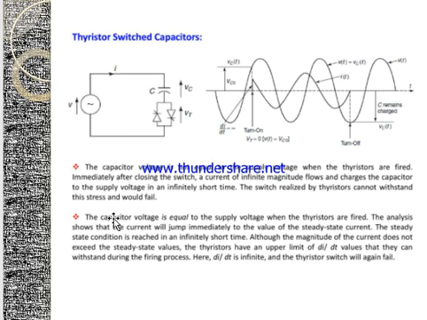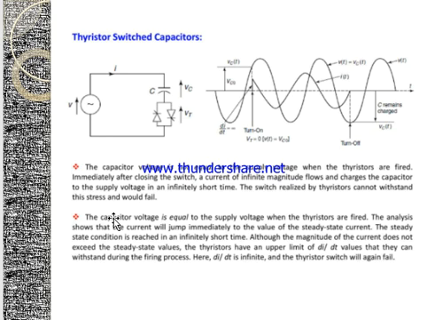Next, let us see about the thyristor switched capacitors. So what is a thyristor switched capacitor? Simple. We have two thyristors connected back to back in parallel, and they are connected in series with the capacitor. We know the capacitor will be charging and then discharging, so those effects will be there.